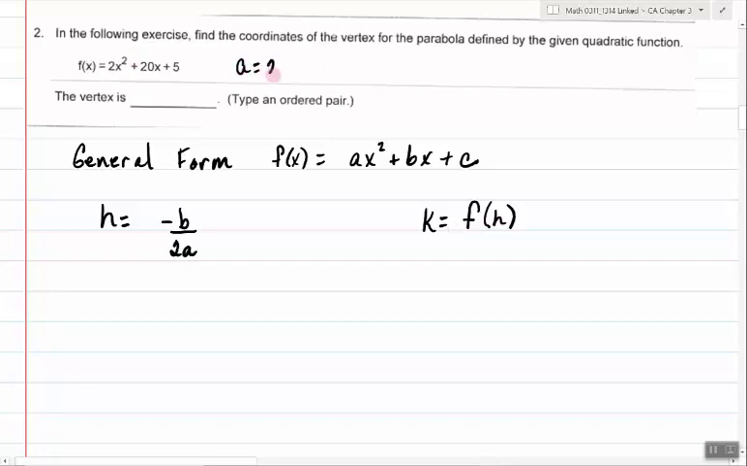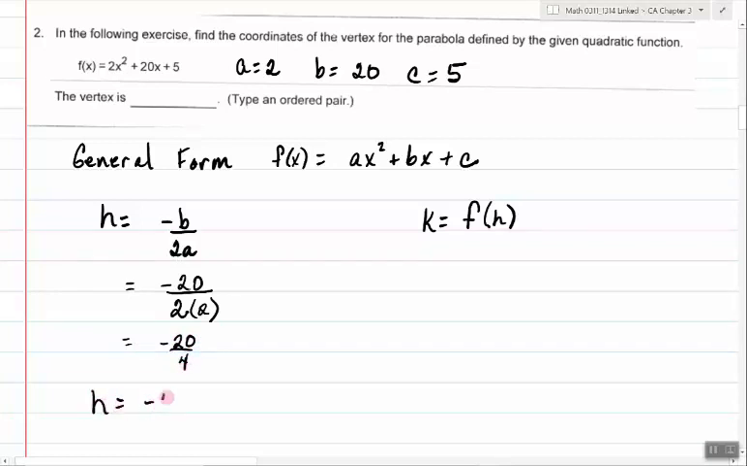A is 2, B is 20, C is 5. So this is negative 20 over 2 times A, which is 2. This is negative 20 over 4. H is negative 5. We have half of the ordered pair of the vertex. How do I find K? The easiest way, K is f of negative 5.